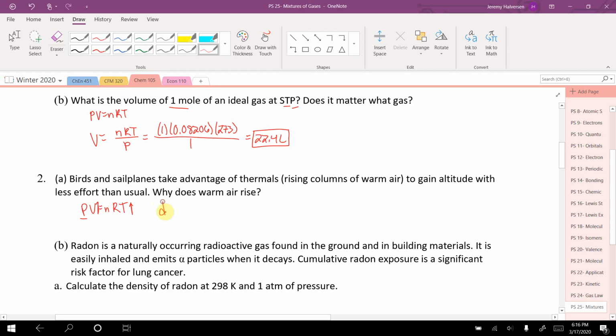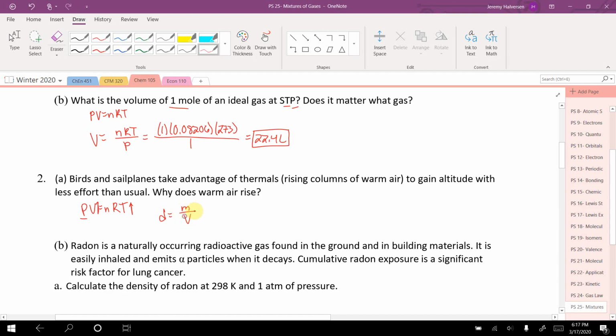Well, we know that density is mass over volume. If the volume goes up for that gas, what happens to the density? Density goes down. And when the density goes down, that's going to make that air rise above more dense gases, which is going to bring us to the equation for density for a gas that we can figure out. So I'm just going to do that right here.